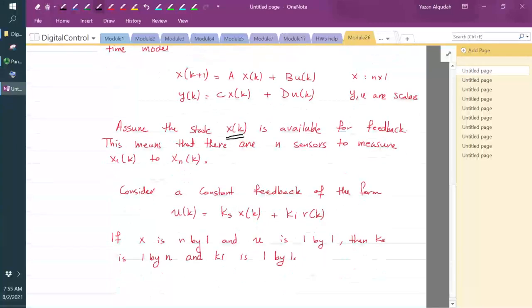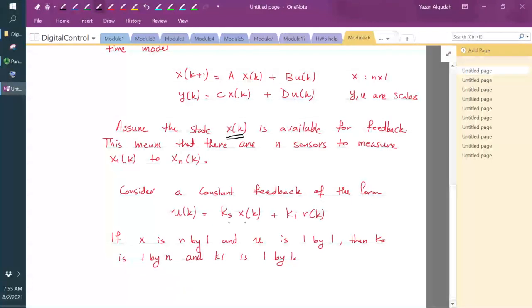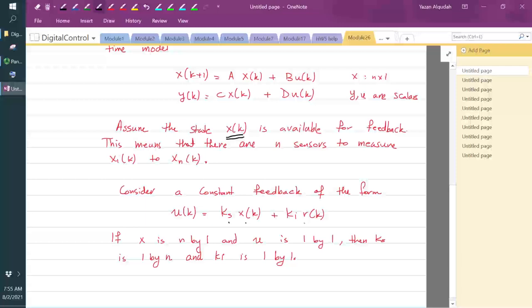Now U is the input to this system, and we're going to have a feedback of the form U of k equal to Ks multiplied by X of k plus Ki multiplied by R of k. If X is n by 1, then U is 1 by 1, Ks is 1 by n, and Ki is 1 by 1. What does this mean? Let's look at the graph.